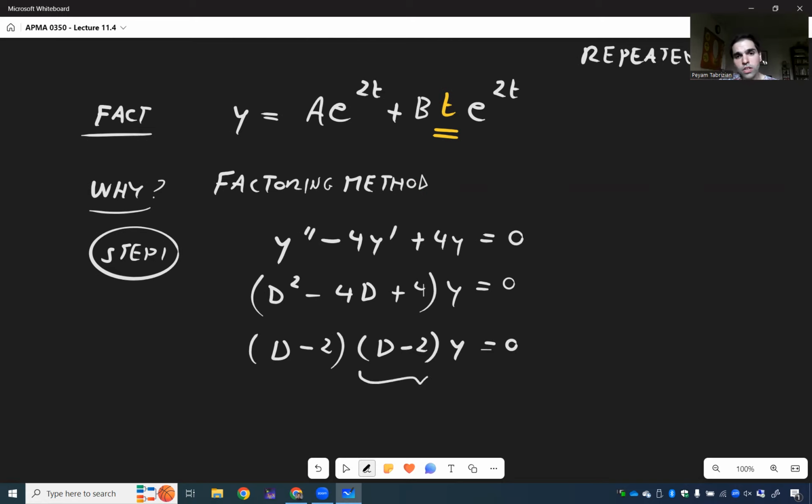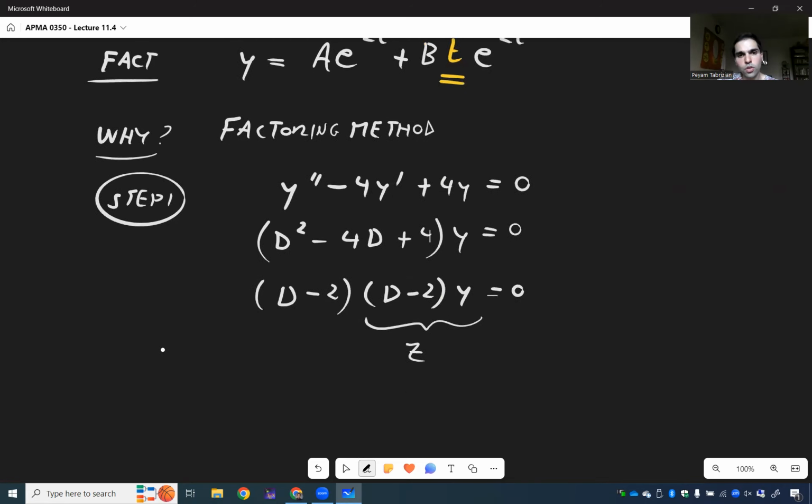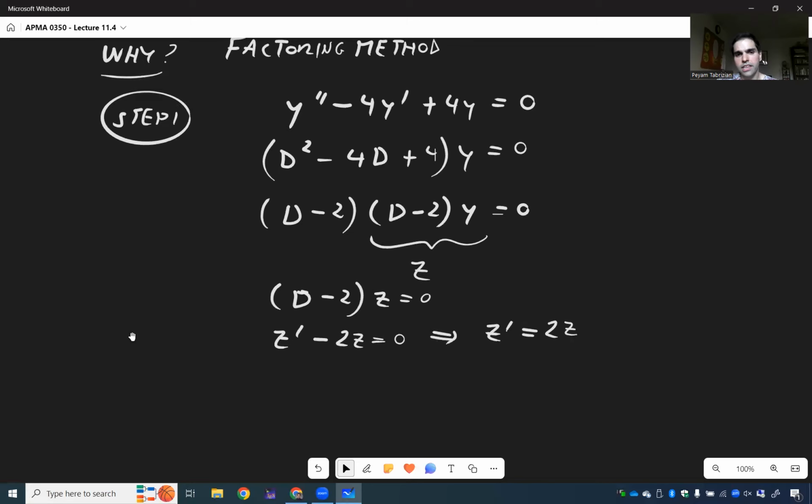So as usual, you let z be d minus 2y. So this becomes d minus 2z equals 0. So essentially, z prime minus 2z equals 0. So z prime equals 2z. And that tells you that z is ae to the 2t.